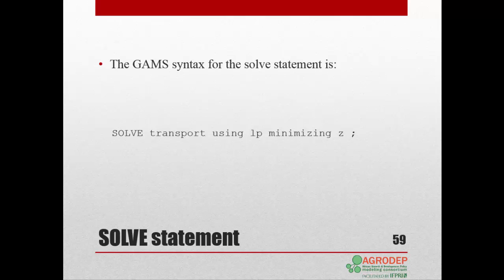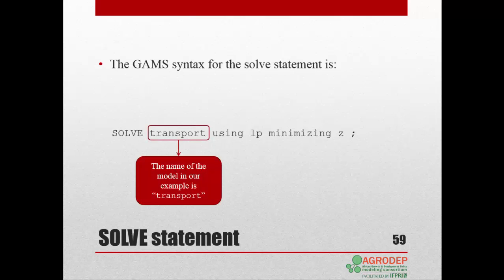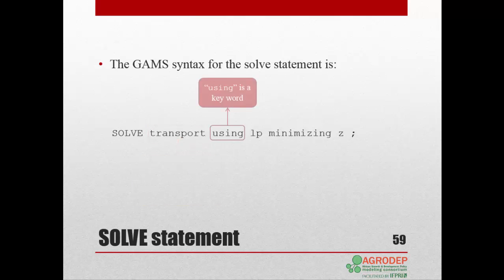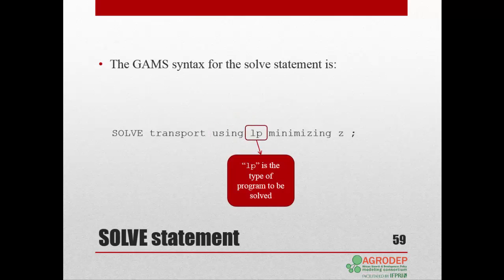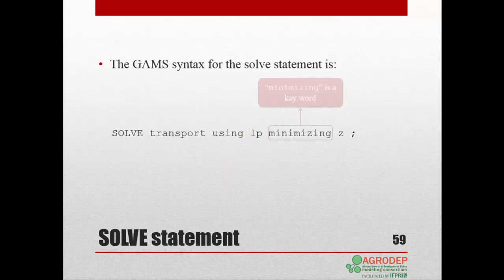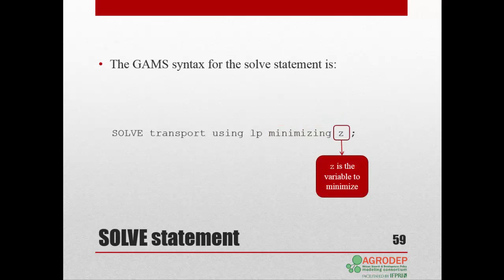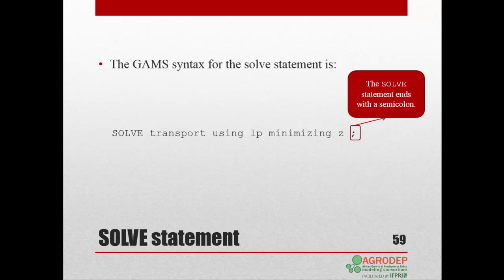The GAMS syntax for the solve statement is as follows. The keyword solve heads the GAMS statement, followed by the name of the model, transport, followed by the keyword using, which precedes the specification of the model type. The type of operation, in our case minimizing, must be specified, followed by the variable of the objective function. A semicolon signals the end of the statement.